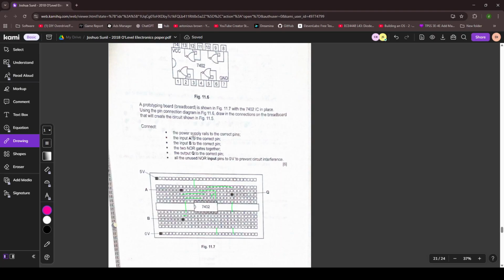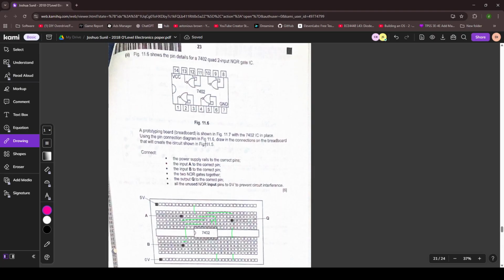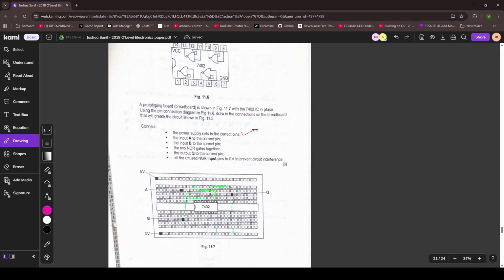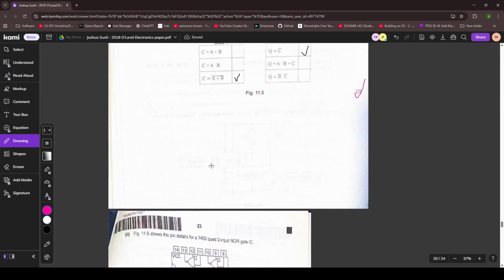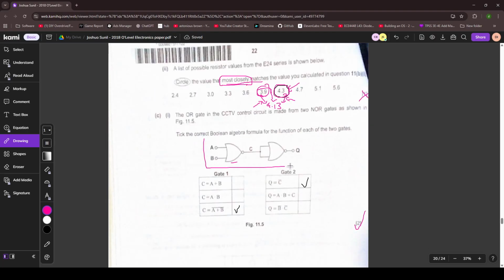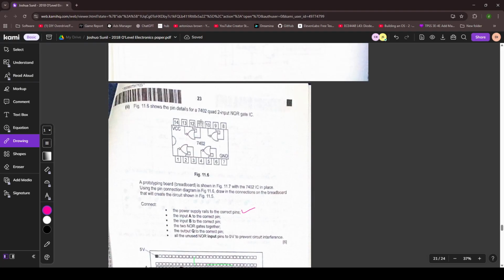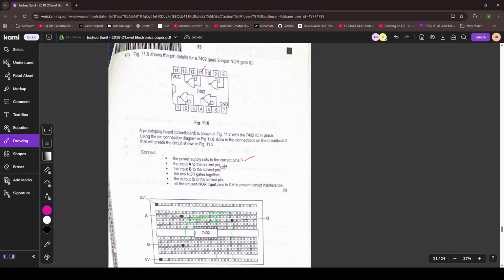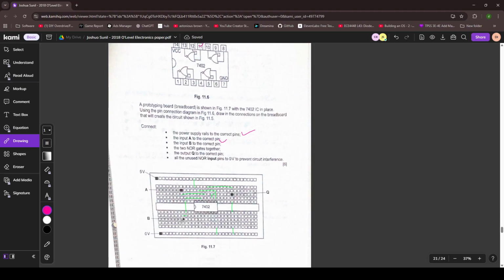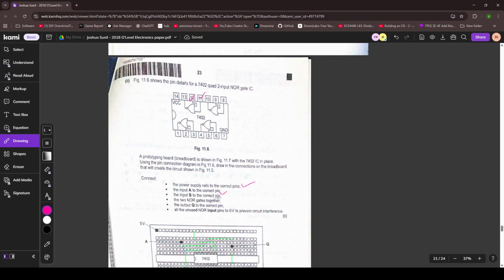Connect the power supply rails to the correct pins. For this, you probably only need to connect to VCC. So this is probably right. The input A to the correct pin. For this, you probably need to reference this. So A, you have put it into this input, I think. So this is correct. The input B is here. So you're connecting it like this into the second input. So this should be right.